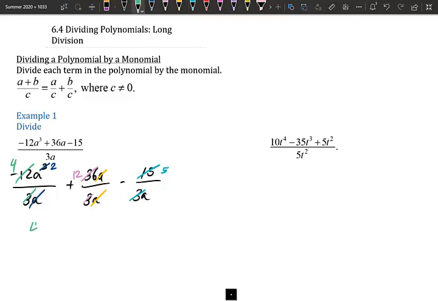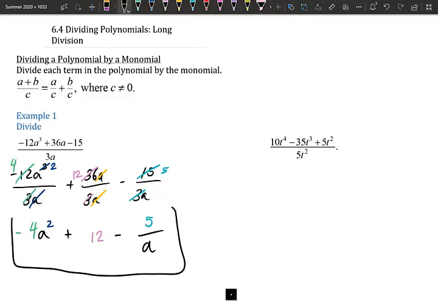We have negative 4a squared over nothing. So if it's over nothing, if nothing's left, you just leave it as the top. And then next we have 12. That's it there. There's nothing left over. And then minus 5 over a. Rewrite that 5. And that is our final answer. That's simplest form.